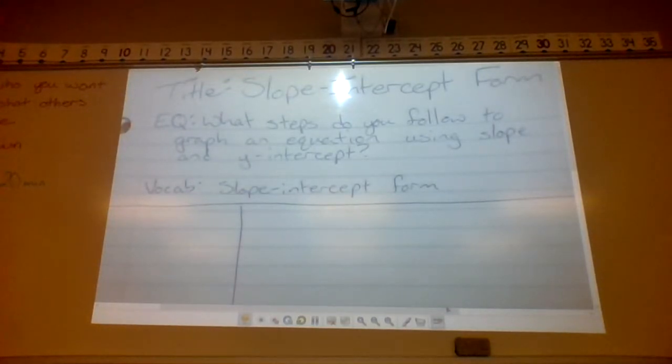The overall slope-intercept form is not very difficult. It really should not be. That is the only vocab. The problem with slope-intercept form is you will get equations that are not set in this form, and you have to know how to get there.